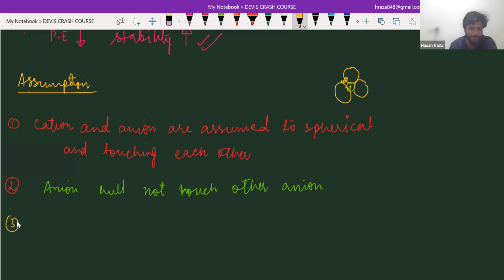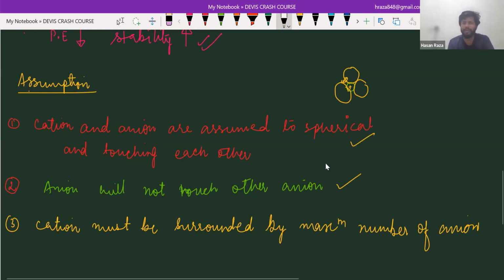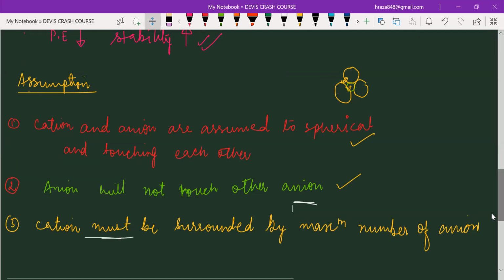Now the third point: a cation must be surrounded by the maximum number of anions. If it is satisfying this and this, and it has the maximum number of anions, that means that is stable. So that's why I wrote here, cation must be surrounded by the maximum number of anions that is possible, but anion and anion cannot touch each other. Now, can I move to the next part?